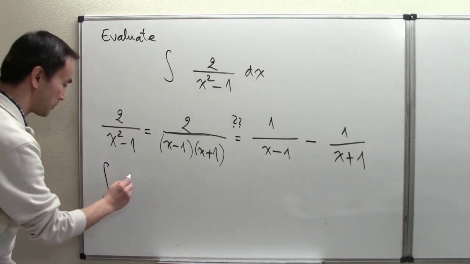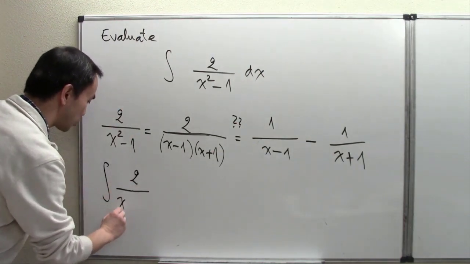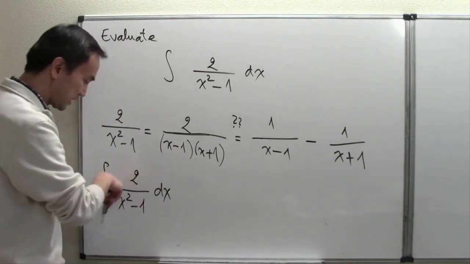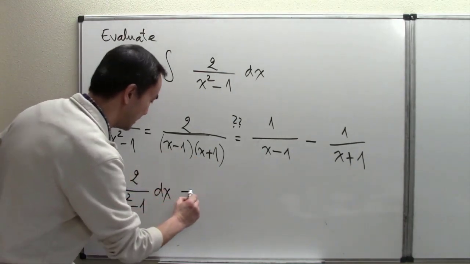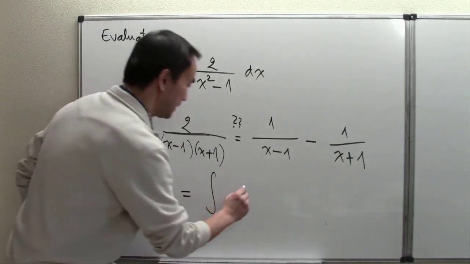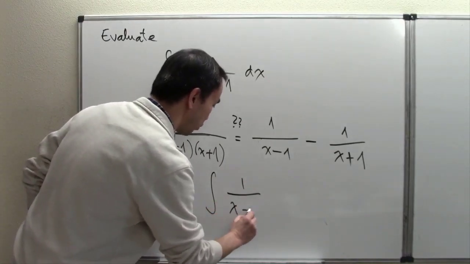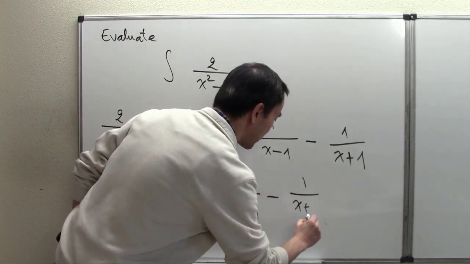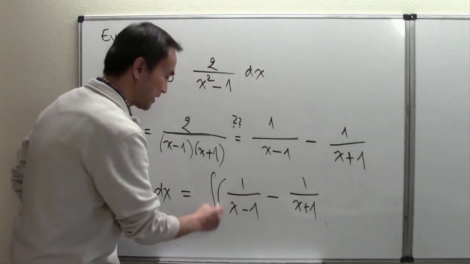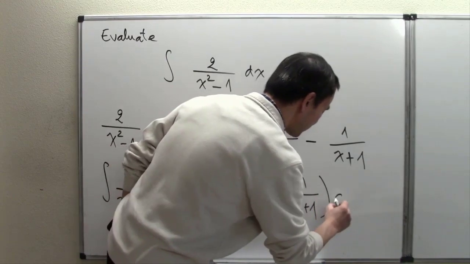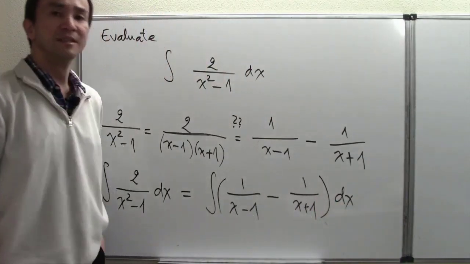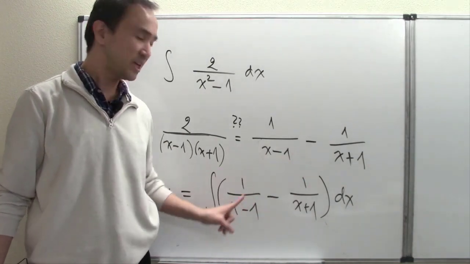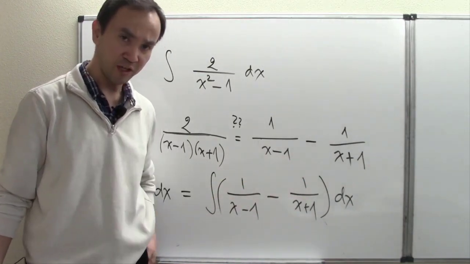This integral from the beginning, the integral of 2 over x squared minus 1 dx, right? Algebraically, this integrand will equal the integral of 1 over x minus 1 as one term, minus 1 over x plus 1 as another term. And then we can now integrate that. With the advantage of having two separate terms, we can do the work term by term.